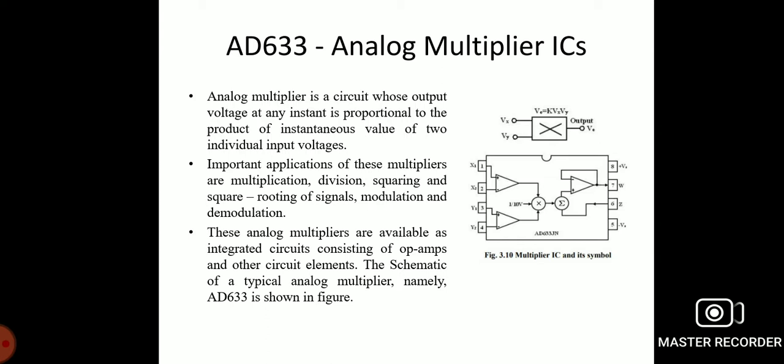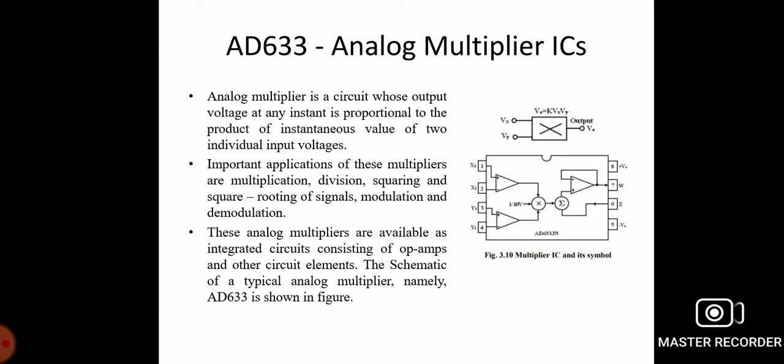The analog multiplier is a circuit whose output voltage at any instant is proportional to the product of instantaneous values of two individual input voltages. It has important applications in multiplication, division, squaring and rooting of signals, and in modulation and demodulation processes. These analog multipliers are available as integrated circuits consisting of operational amplifiers and other circuit elements.